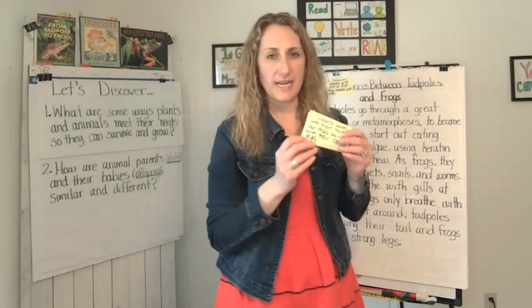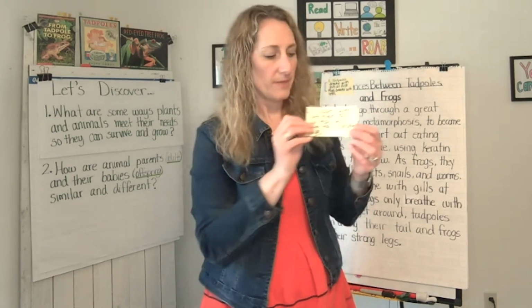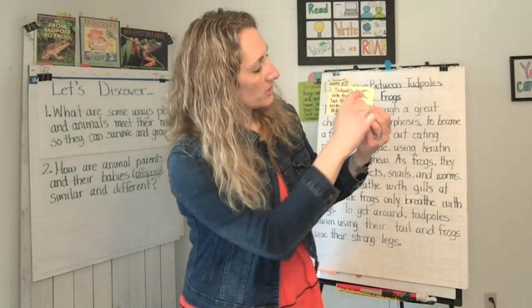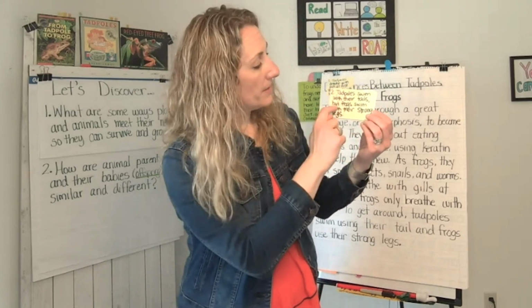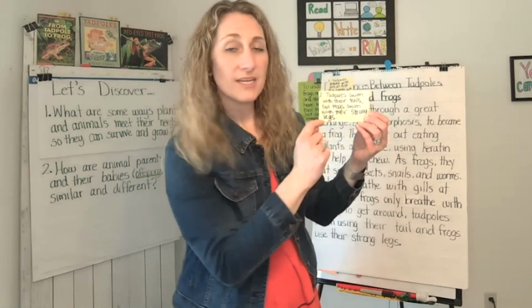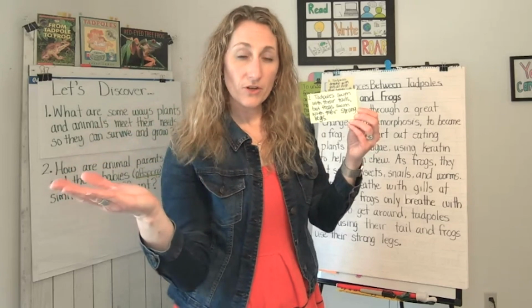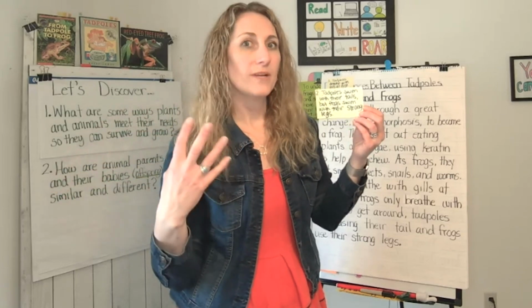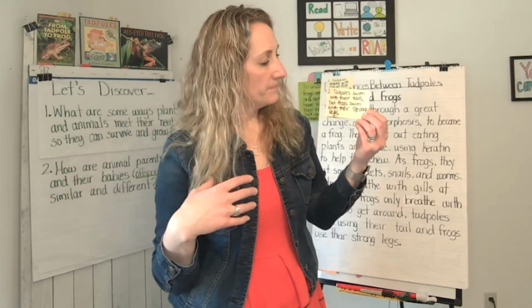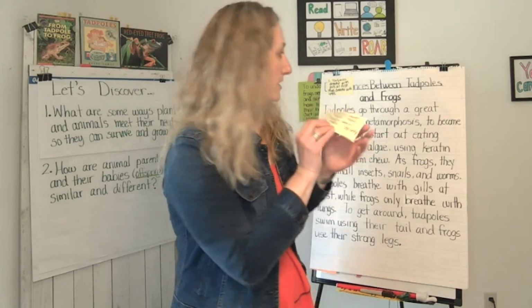The second big idea that I want us to think about is this one. Tadpoles swim with their tails, but frogs swim with their strong legs. Remember, on our Venn diagram we just did, we talked about that, right? So let's make sure we include that idea.